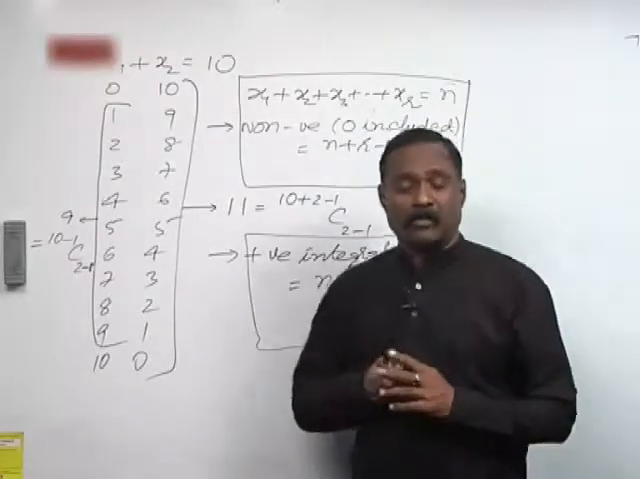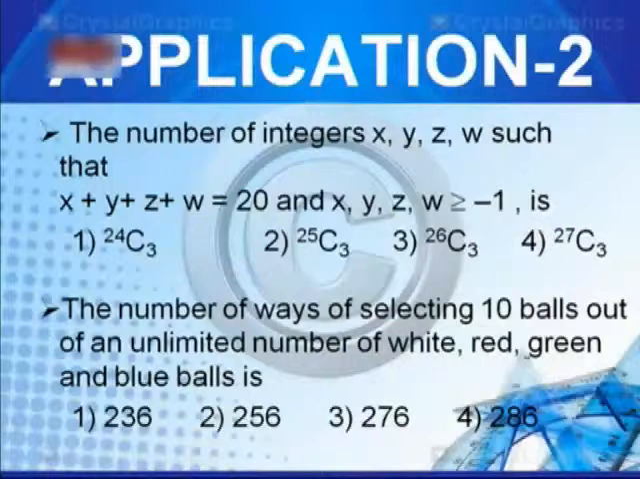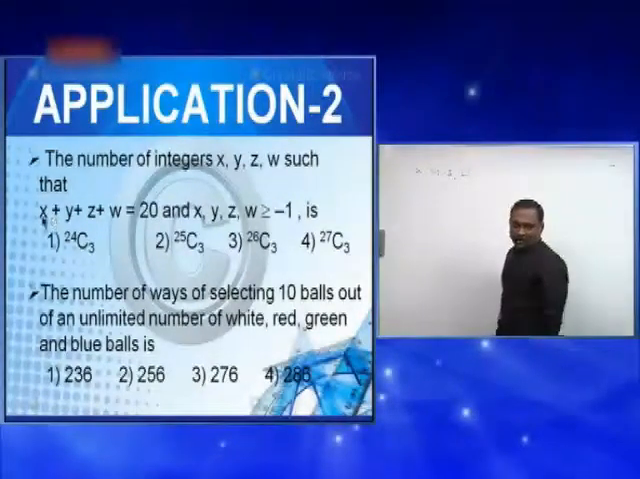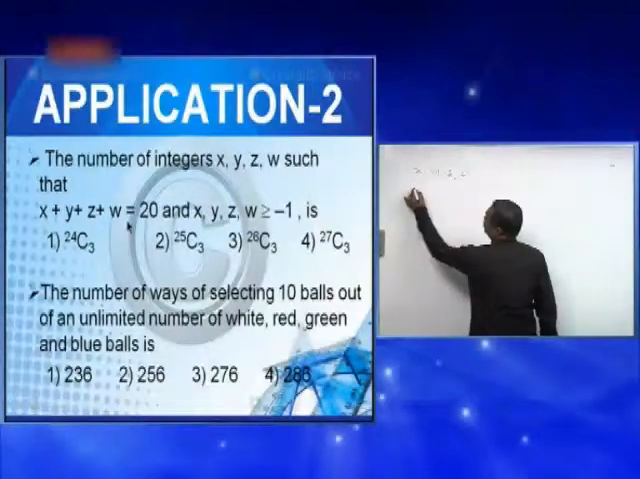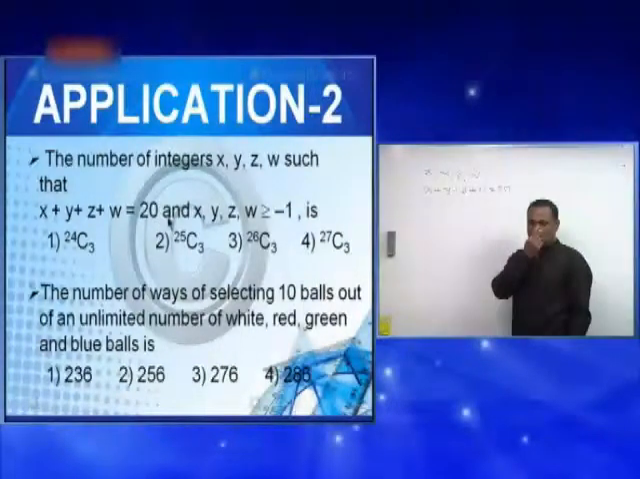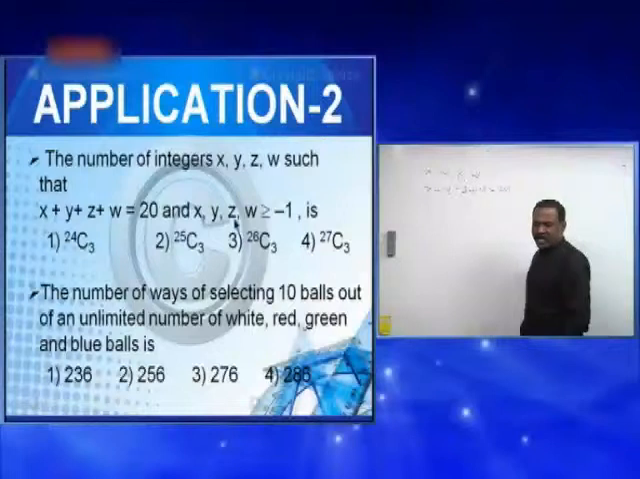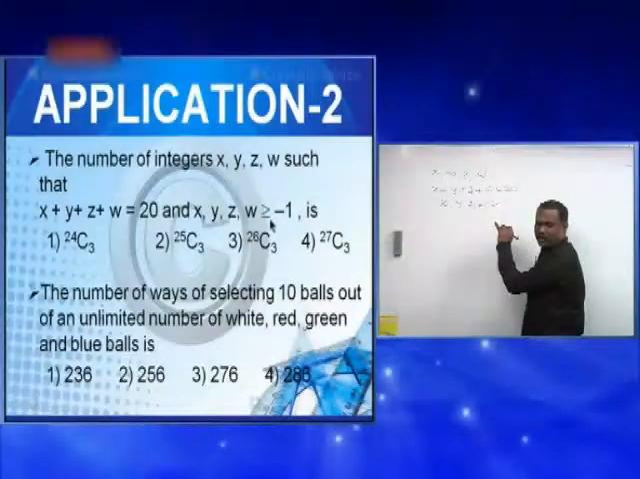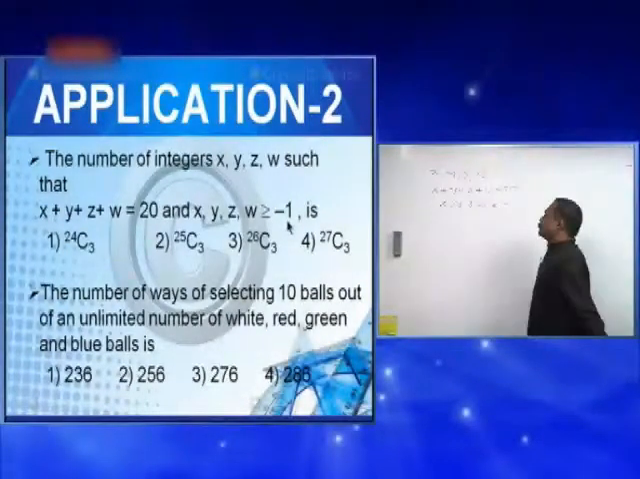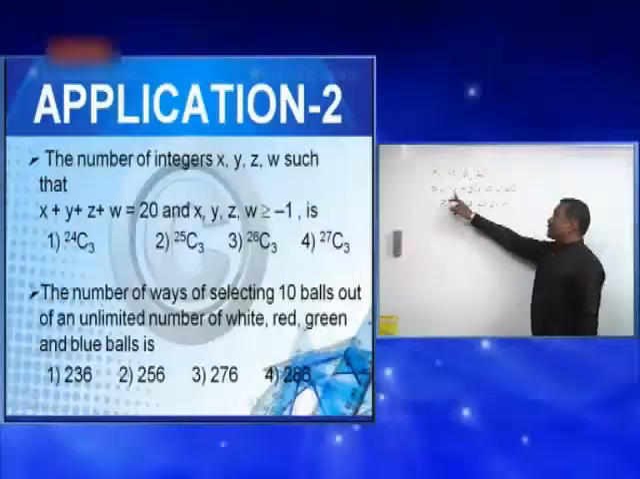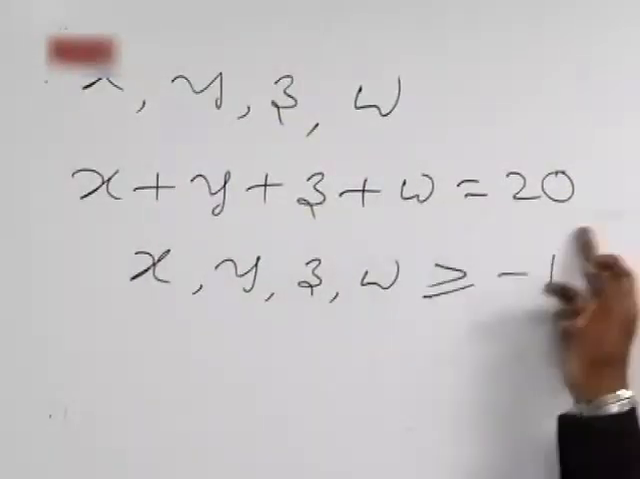Let's see a problem on this one. If you see, the first problem there: the number of integers x, y, z, w such that x plus y plus z plus w is equal to 20, such that x, y, z, w are greater than or equal to minus 1. Now, if you see this carefully, it is x1 plus x2 plus x3 plus x4 is equal to 20.